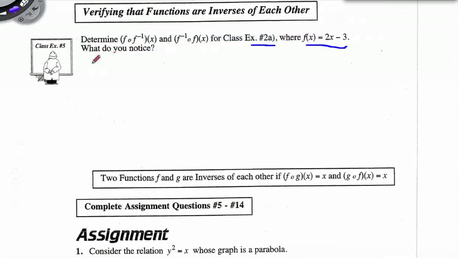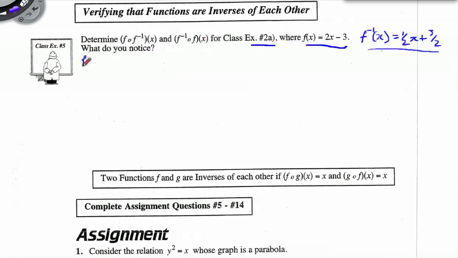So if we write these out, let's actually just figure out what f inverse of x is. So we have to switch the x and the y's, and if you do that yourselves, you'll find that, well, we already did this in one of the examples above, in class example 2a. It was a half x plus 3 over 2. So now we'll use these two functions and figure out what this is and what this is.